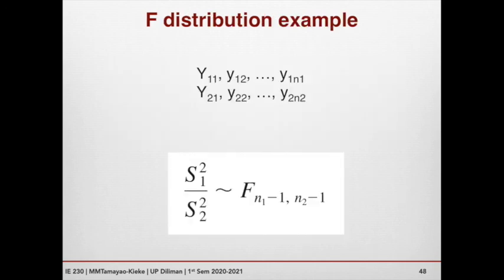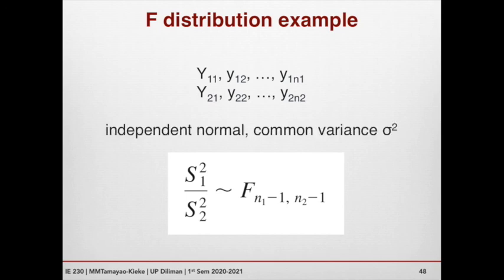As an example of a random variable that follows the F distribution, say we have two samples, N1 observations from the first and N2 from the second, and both come from independent normal populations with a common variance sigma squared, and S1 squared and S2 squared are the sample variances. The random variable S1 squared over S2 squared follows an F distribution.